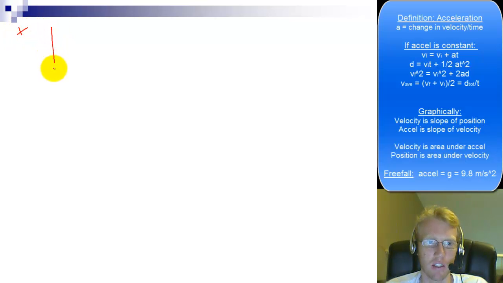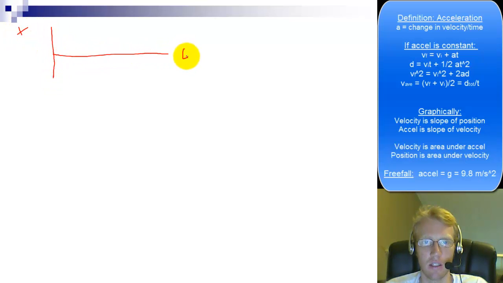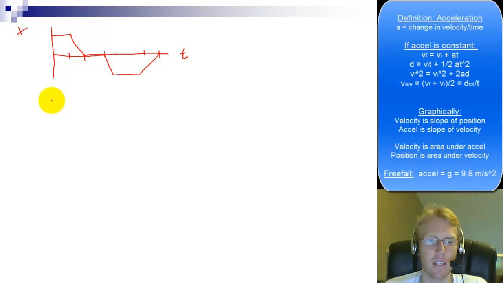So let's take, for example, a position graph. So if you have x and t, and say your position, you start off here, and then you come down here, and then you come here, and then you come here, and then here, and then back. Something like that. So let's make these increments. And say you want to find your velocity against time.